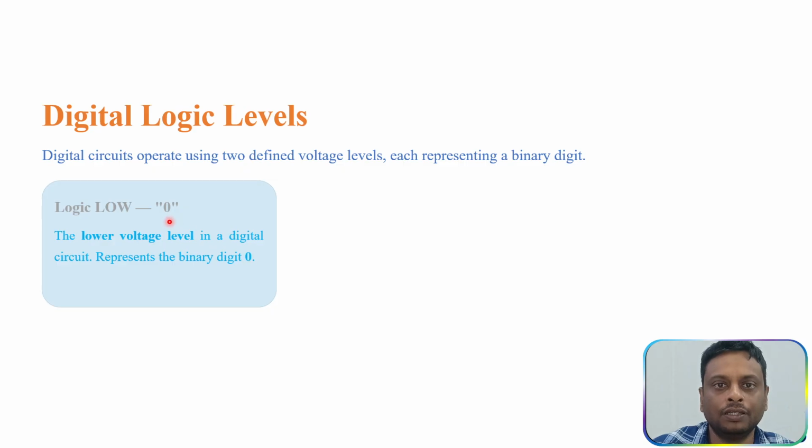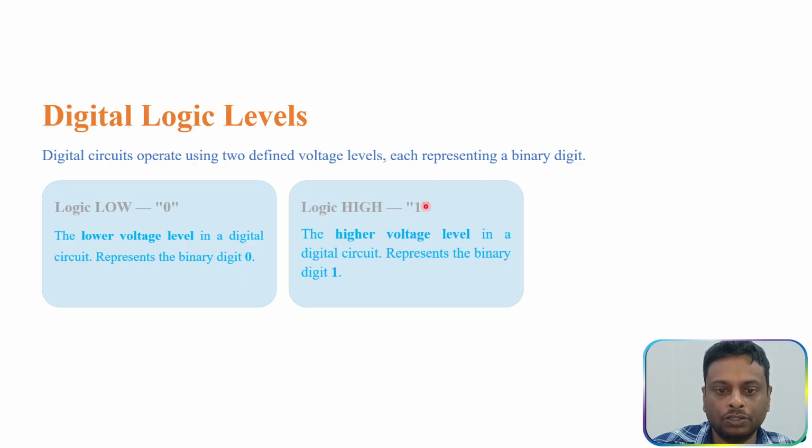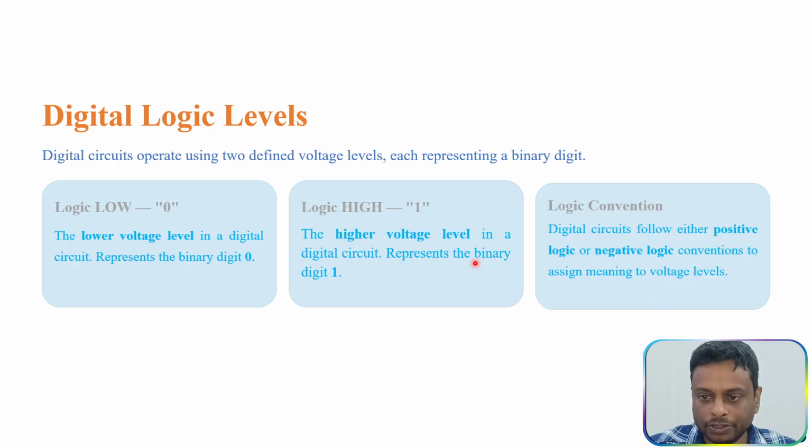This will represent a binary digit 0, the logic low or logic 0. In logic 1, the higher voltage level in the digital circuit represents a logic 1. These are nothing but the voltage levels only. The lower voltage level is representing the logic 0, and the higher voltage level is representing the binary digit 1. So, logic convention.